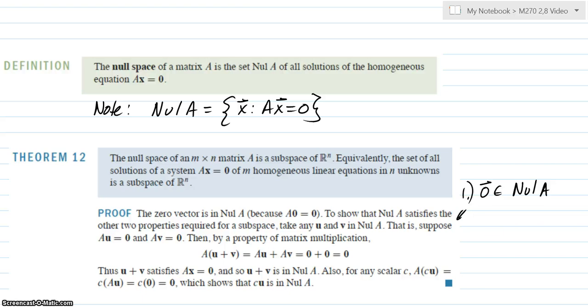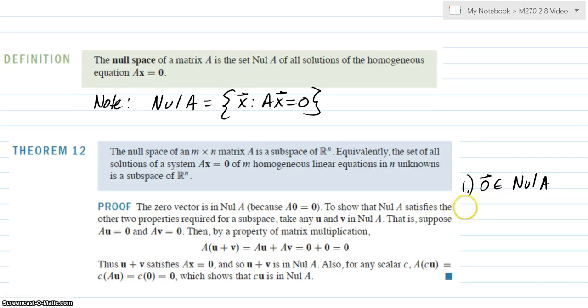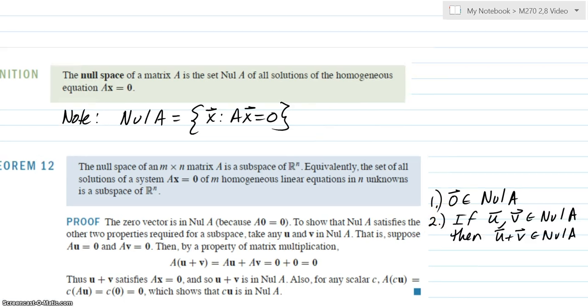Secondly, we need to show that it's closed under addition. So let's go ahead and do that. We need to show if u and v are in Nul A, then when you add them together, it's in Nul A. And they did that here. So it starts right here, take any u and v in Nul A. What does that mean? That means Au equals 0 and Av equals 0. Then if we look at A(u plus v), that's just Au plus Av, which is 0 plus 0, which is 0. That proves it. Thus, u plus v satisfies Ax equals 0, so therefore u plus v is in Nul A.